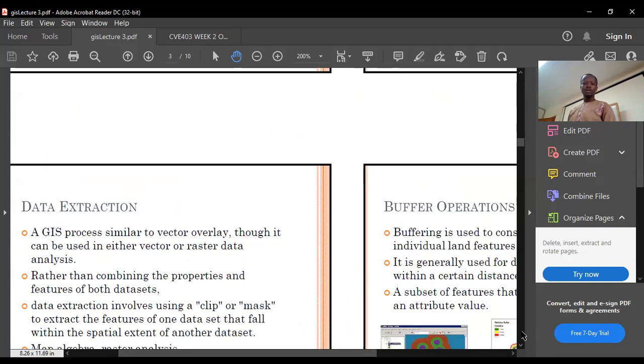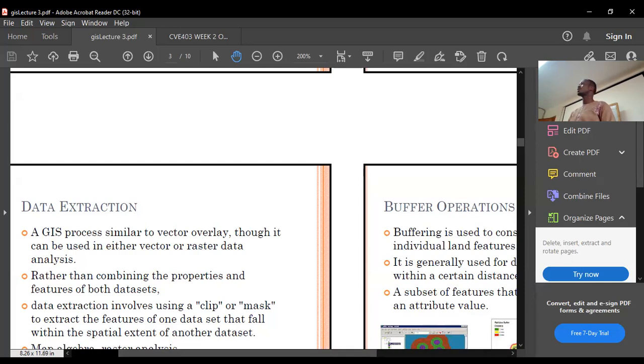Yeah, let's move on. We can use, for example, the intersect overlay to extract data. How can we do that? Because if I have a layer which is actually the boundary of Accra, and I have a data set for the whole Ghana, I can now overlay the boundary of Accra over the data set for Ghana, and then what's going to happen?